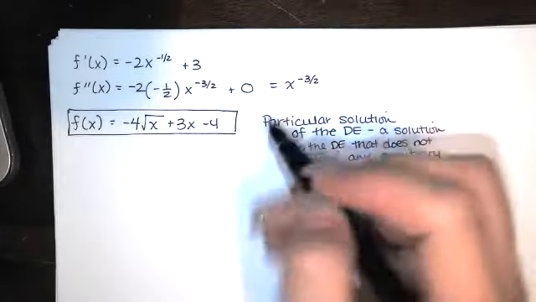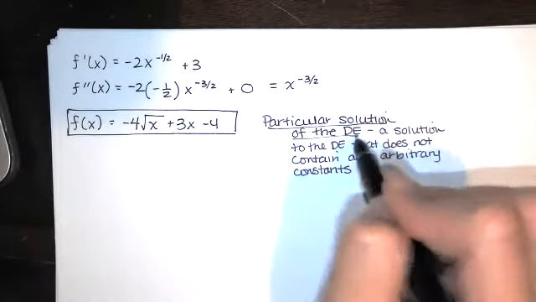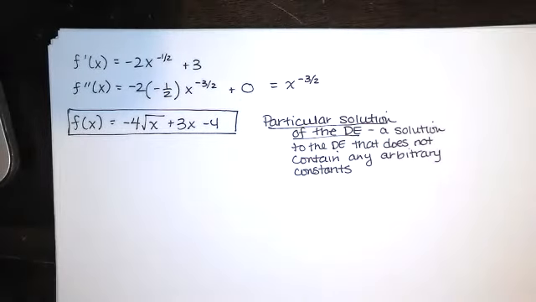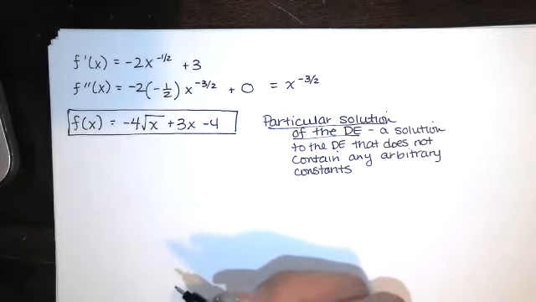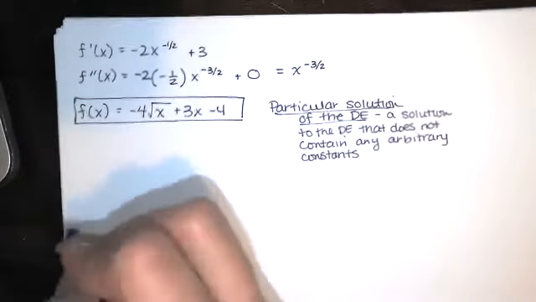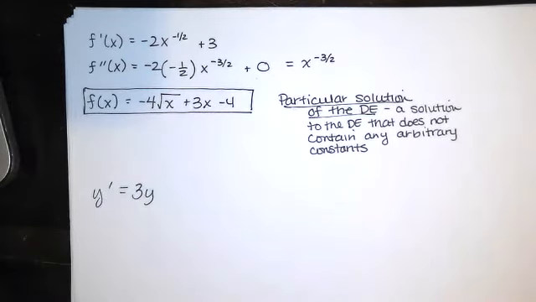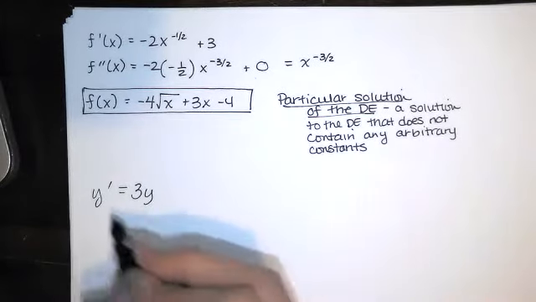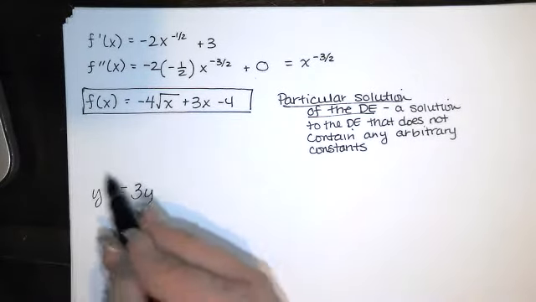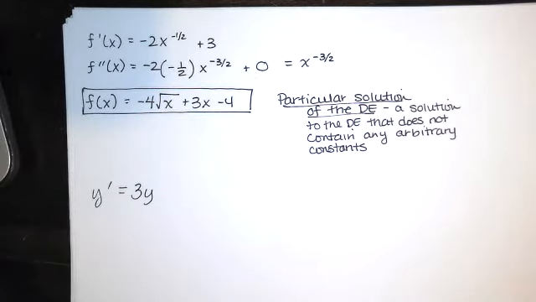Now, we can find particular solutions of differential equations by finding general solutions or families of solutions and then finding the values of the constants like we just did. We can also find particular solutions of a differential equation just by guessing, like this one. Y prime equals 3y. We don't know how to solve that yet. You'll learn how to solve this when you take the differential equations class.